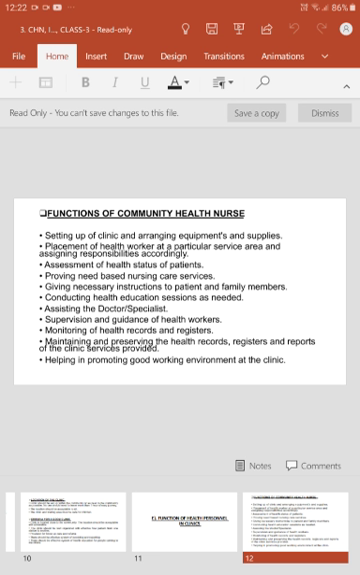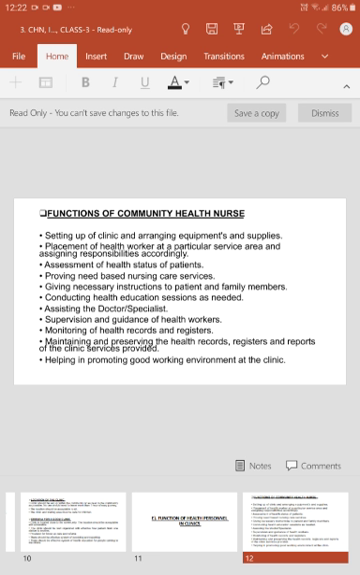Then, assessment of the health status of the patient. You should assess the health status of the patient by taking a physical examination as well as history collection, both the present and the past history. Then, provide needs-based nursing care services. As per the data collection, history collection and physical examination, you should know what the health status of the person is.